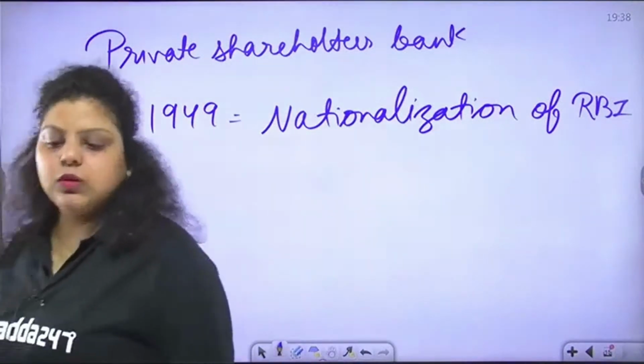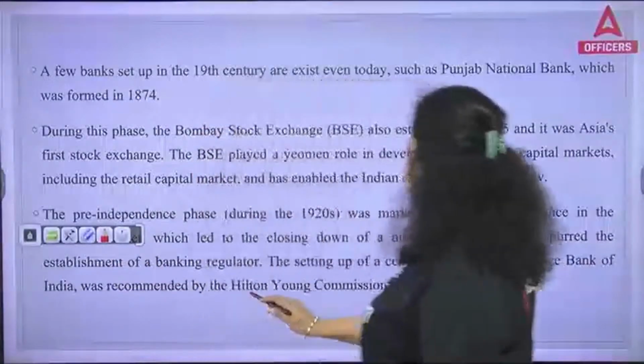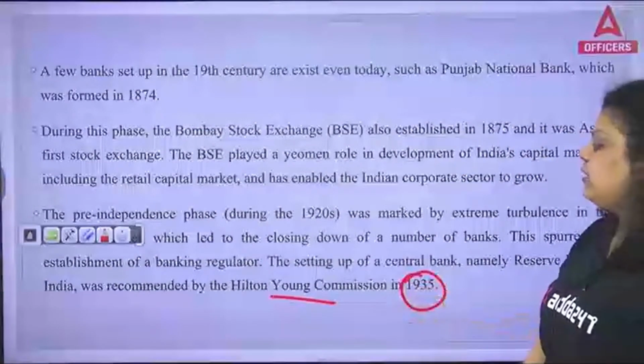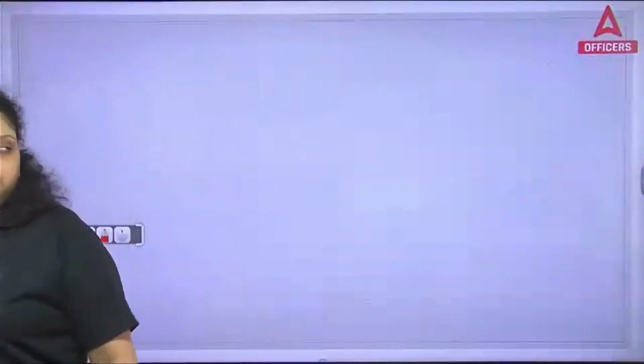Okay, clear. So this was the history of RBI. Do remember this: the Hilton Young Commission was not in 1935. It was introduced in 1926 first. Next.